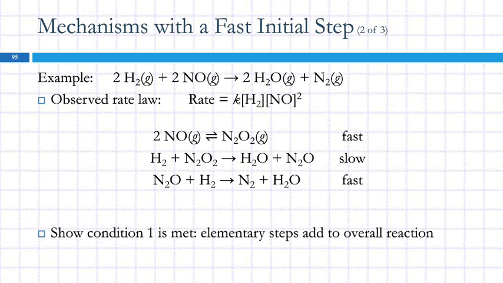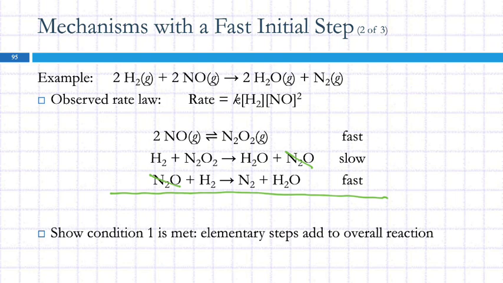And here's an example. So here we have a fast first step, a slow second step, and a fast third step. So show that condition 1 is met, elementary steps add to the overall reaction. To do that, this is just like doing some Hess's law stuff. We're going to add these, and you can cross off things that appear on both sides, like these guys.